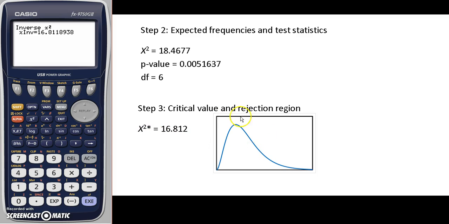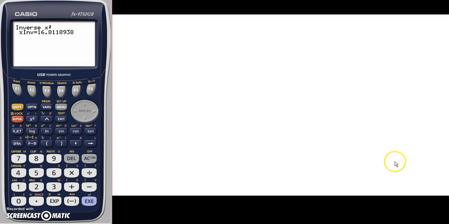Now let's sketch our graph of our chi-square distribution with 6 degrees of freedom. Mark on the area which corresponds to our alpha equals 0.01. Put in our critical value here. So this marks the start of our rejection region. And we can now take our test statistic for our chi-squared and put that on as well. And we can see here that chi-squared, the test statistic, is within the rejection region.